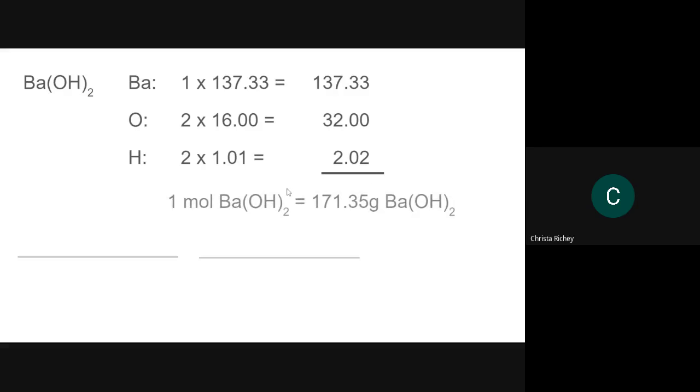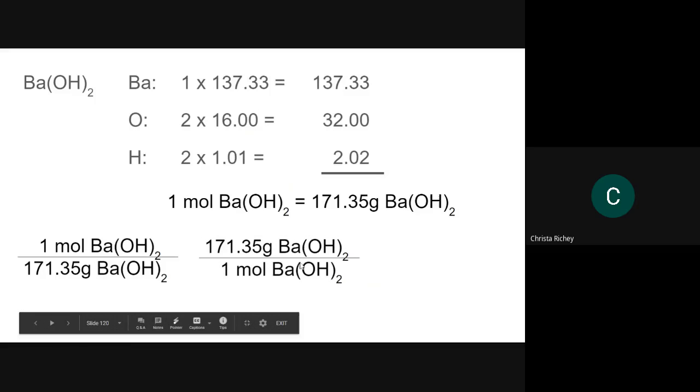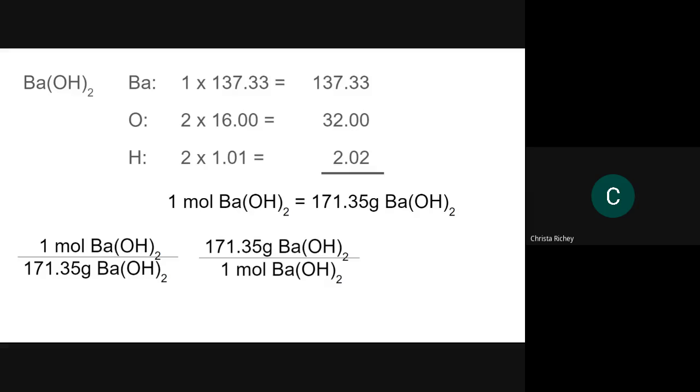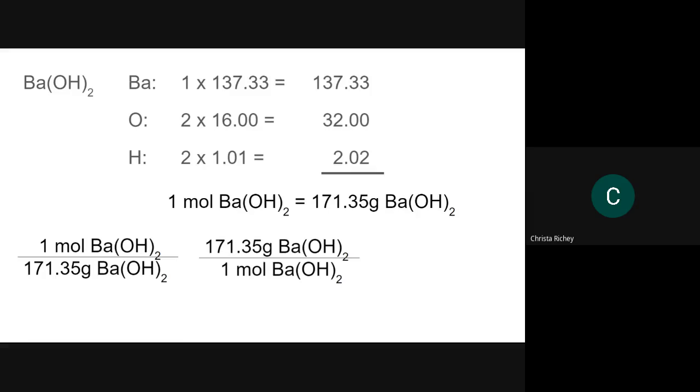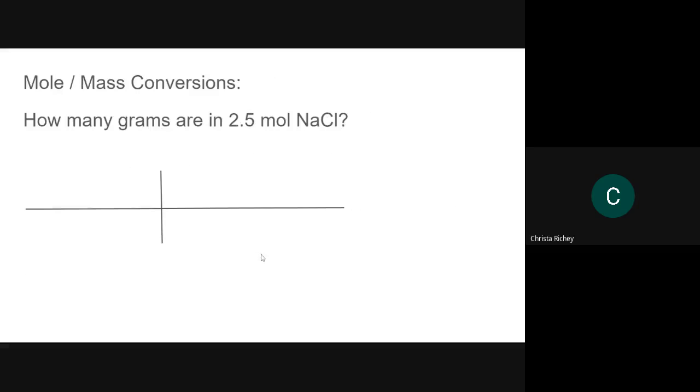atomic mass units. And when you add them all together and replace AMU with g, this tells you that the molar mass of barium hydroxide, which is a gram formula mass because this is ionic, is 171.35 grams. That is equal to 1 mole of barium hydroxide. So my conversion factors, these are the same thing. 1 mole of barium hydroxide is equal to 171.35 grams of barium hydroxide. You can write them either way.